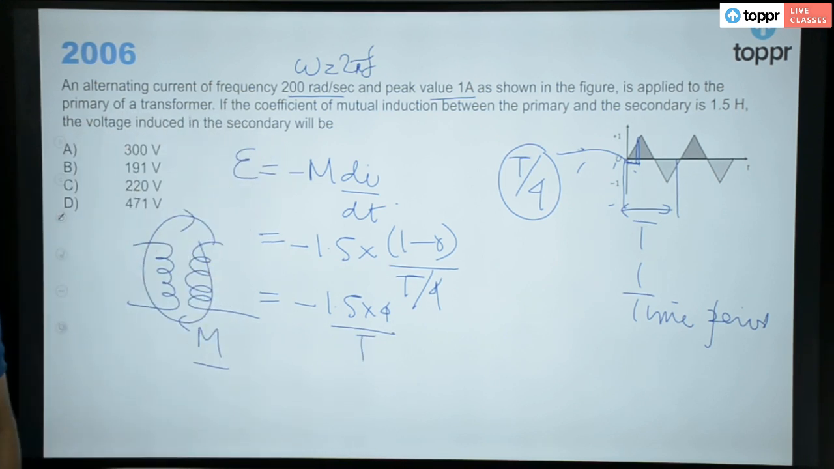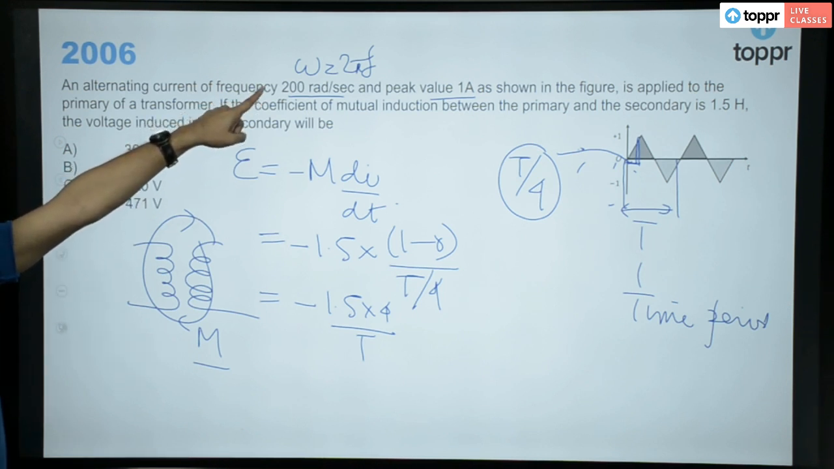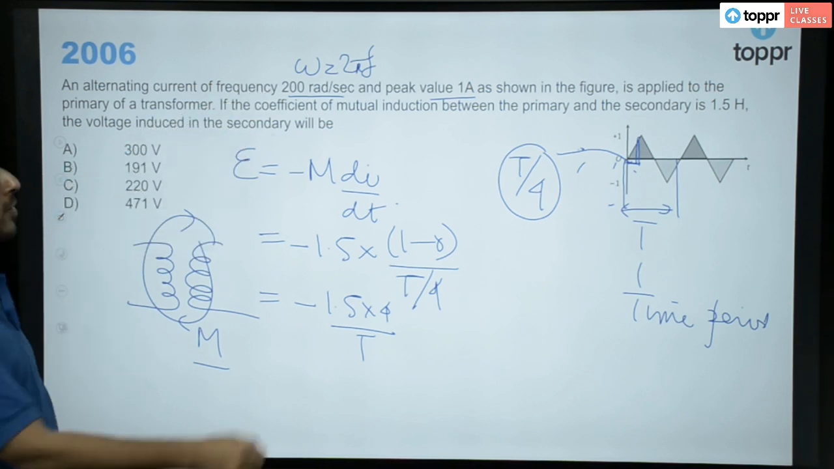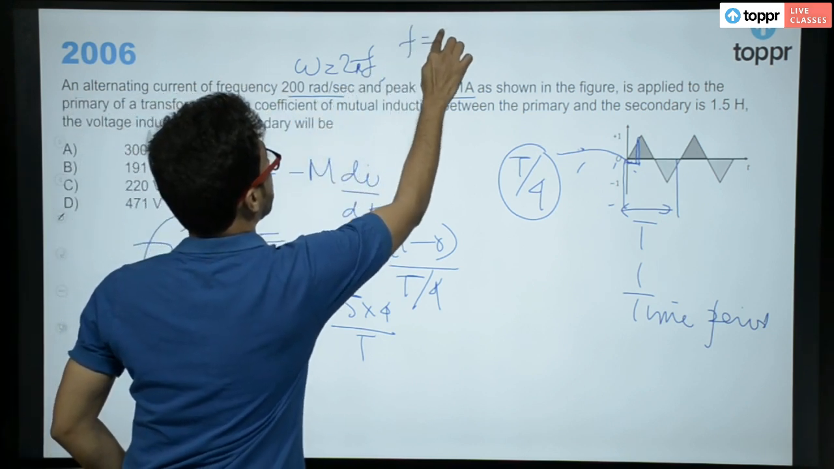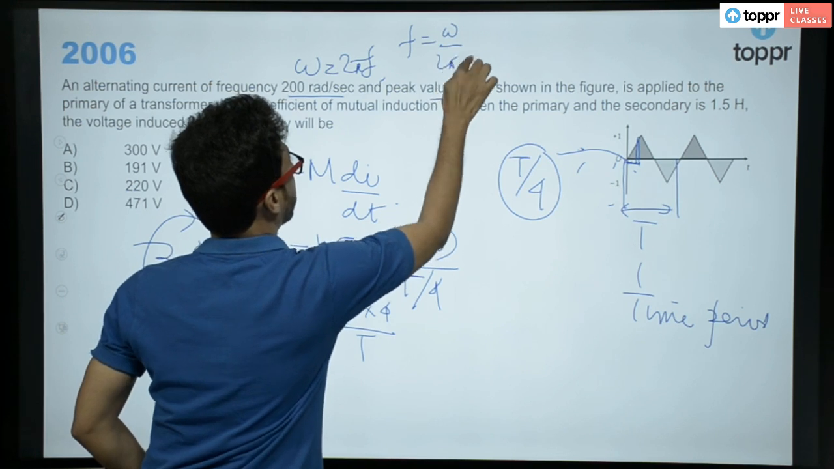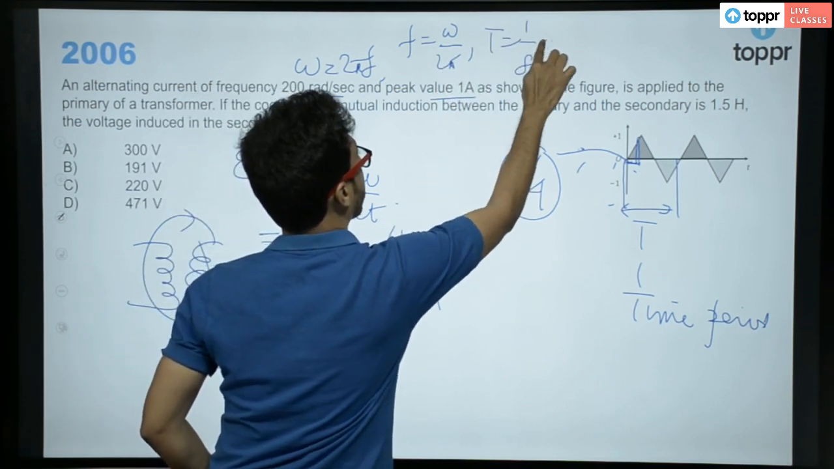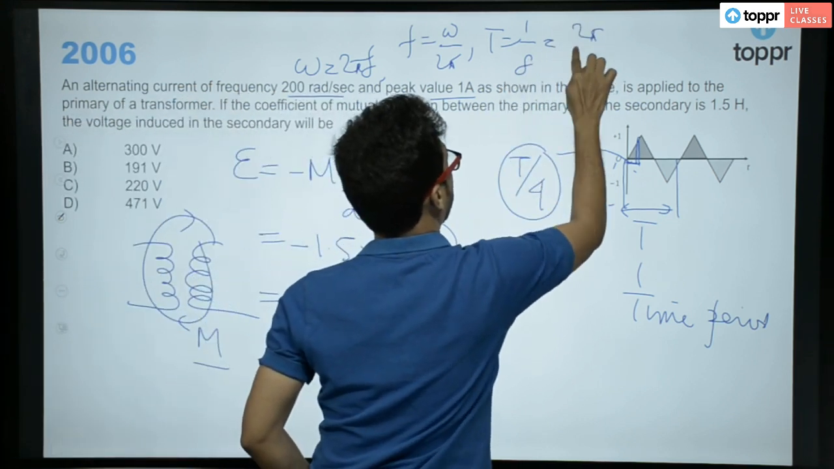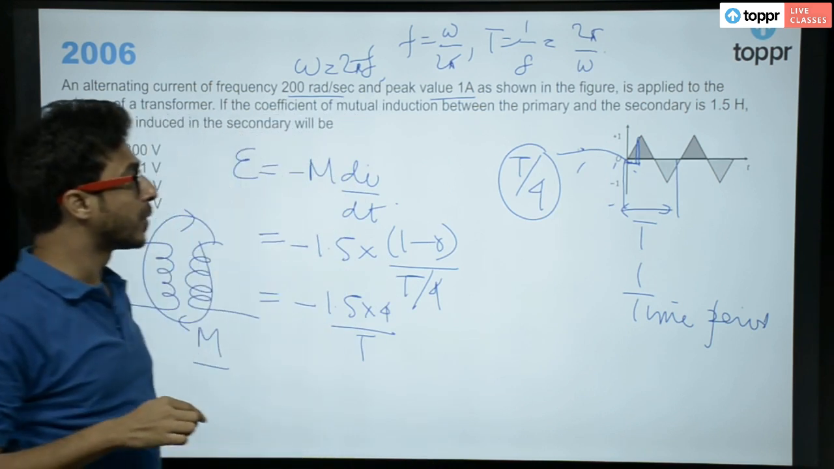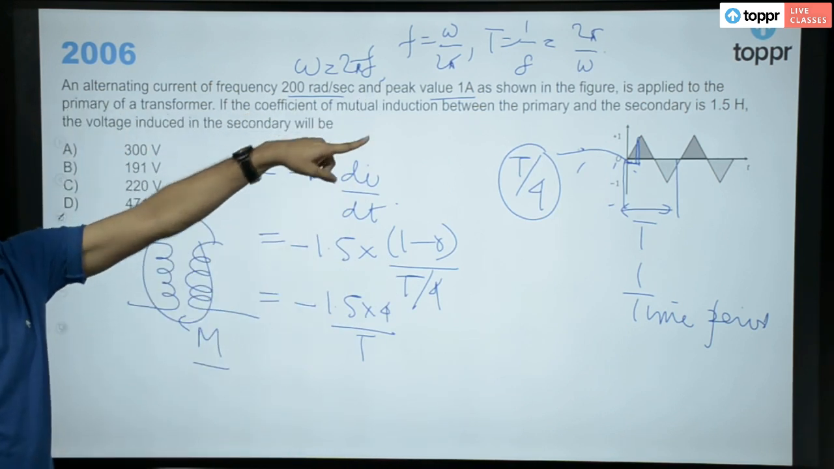Now T we don't know. T is the time period, but we know the frequency, or the angular frequency. Now we know f equals omega by 2 pi, and T equals 1 by f, that is 2 pi by omega. We know the omega. Now in place of T you can put that value, 2 pi by omega.